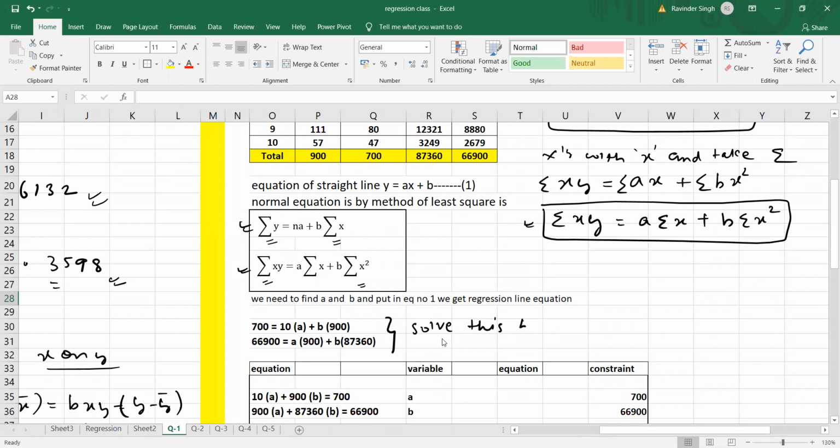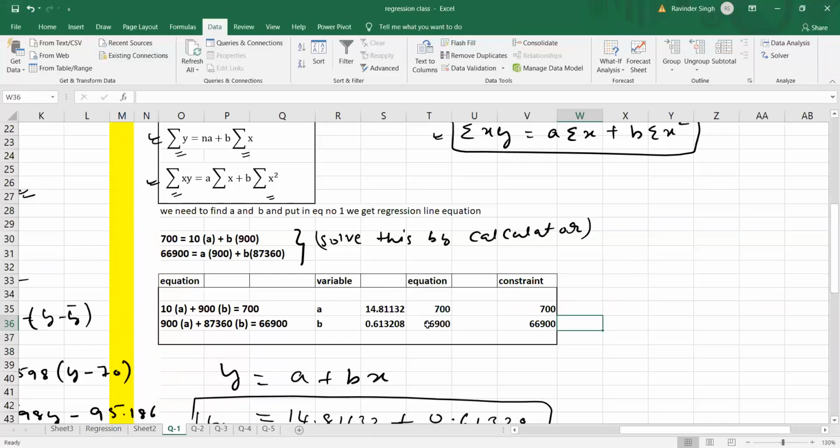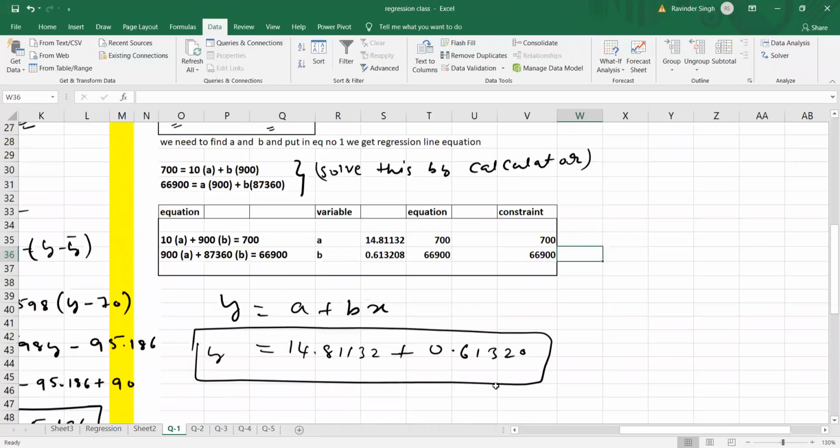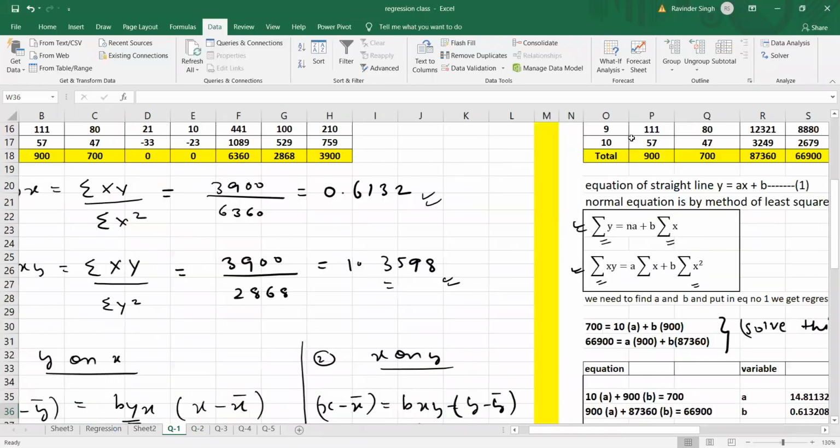Solve this by calculator. Those who have calculators can quickly solve this and tell me the value of a and b. Those who have calculators, please solve and tell me the value of a and b. If any doubt in this particular session, please let me know. We have another set of questions that we will discuss in Monday's class. If any doubt is there, please let me know.